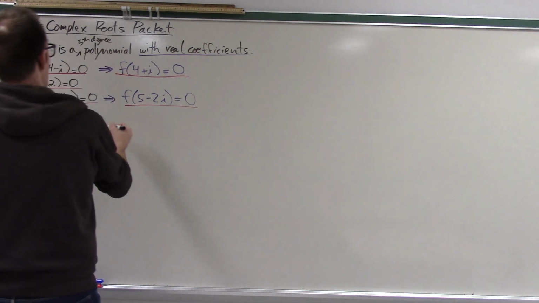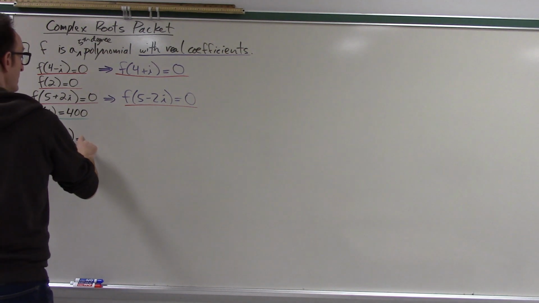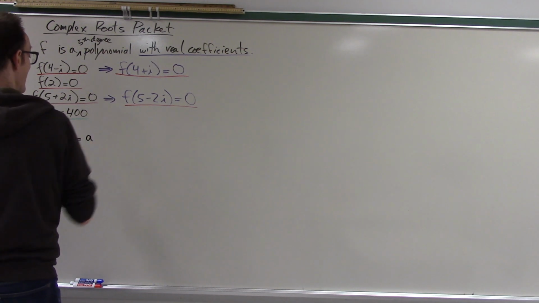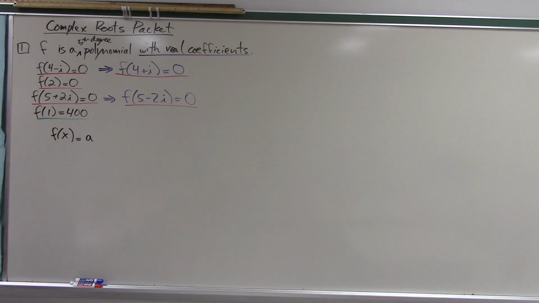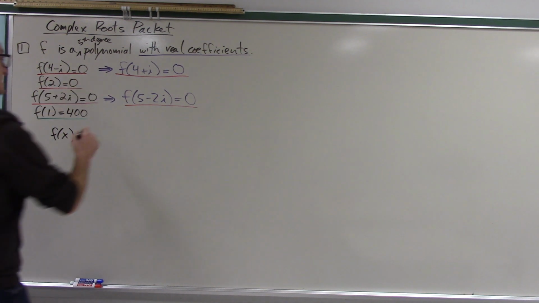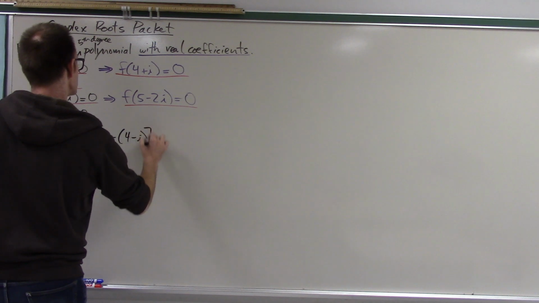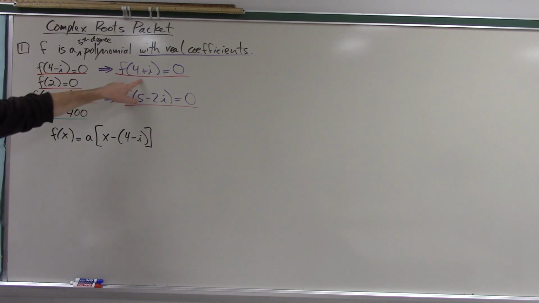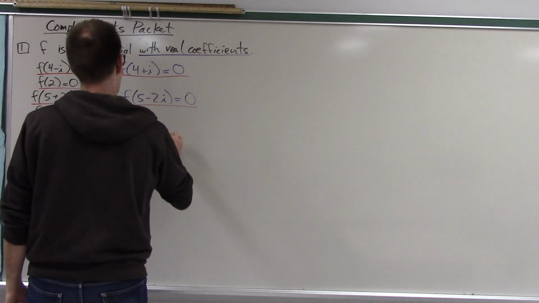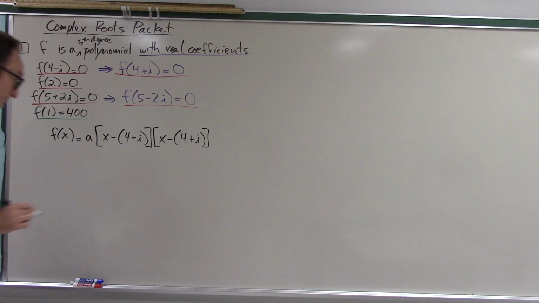So let's go. I'm going to write out this polynomial. What does it look like? Well, the one thing I don't know is what a is. Other than that, I can now apply the factor theorem 5 times. So since 4 minus i is a root, it must mean that x minus (4 minus i) is a factor. That's the factor theorem. If 4 plus i is a root, then x minus (4 plus i) is a factor.